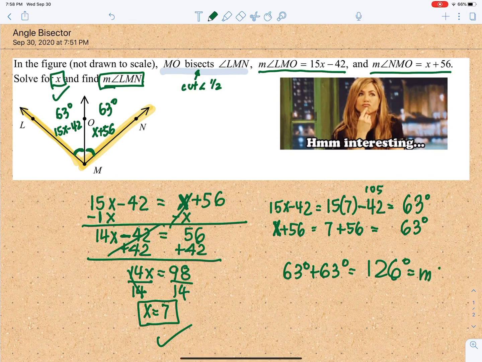That's the measure of angle LMN. I hope that helped.